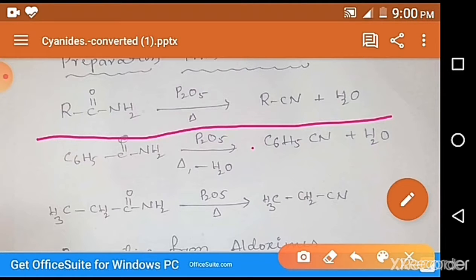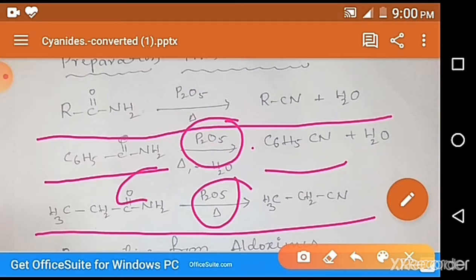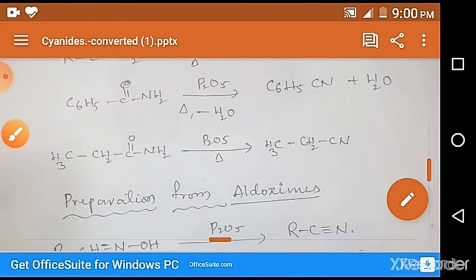For example, this is benzamide. Benzamide, on treating with phosphorus pentoxide, gives phenyl cyanide or cyanobenzene or benzonitrile. One more example: propionamide. On reaction with phosphorus pentoxide, by dehydration, it gives propionitrile. So in all these reactions, we are not losing any carbon.